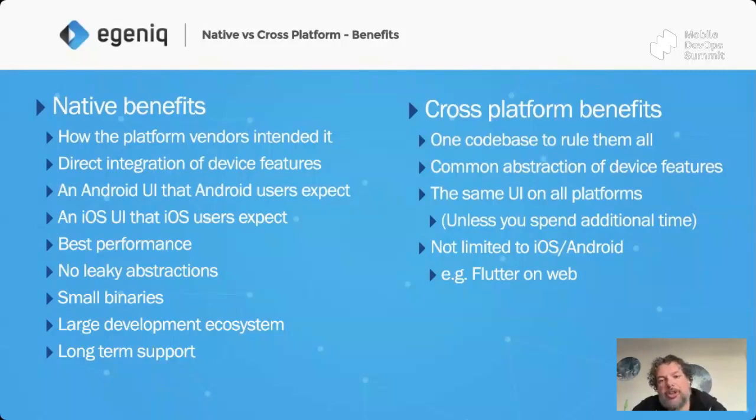Of course, the obvious benefit of cross-platform development is that you have one code base to rule them all, only one code base to deal with. Also, it's useful that you have common abstraction of device features. There's only one interface you have to deal with, and it works on both Android and iOS. And the benefit is that you have the same UI, one UI on all platforms. Unless you spend some additional time, then you can make differences. But the same UI, that's kind of a benefit. Also, cross-platform development these days is no longer limited to iOS and Android. For example, if you're using Flutter, you can also use it on the web.